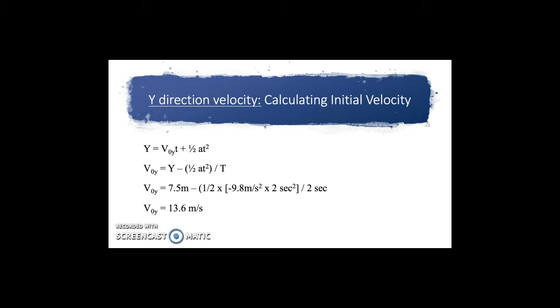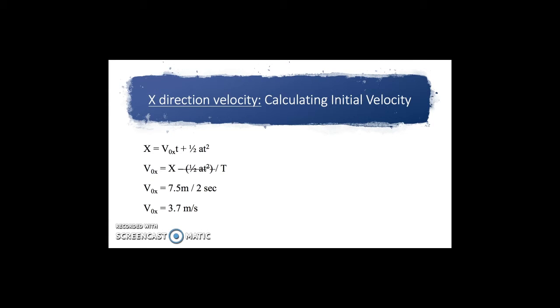So after we got that value, we moved on to the x direction. And we used the same equation, and we rearranged it in the same way, but the term 1/2 acceleration times time squared dropped out because we don't have an acceleration in the x direction. So when we plugged in our variables, we just had the displacement over the time, which gave us an initial velocity in the x direction of 3.7 meters per second.